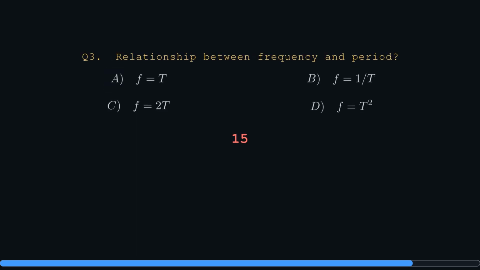Question 3. What is the relationship between frequency and period? The answer is B, f equals 1/T.